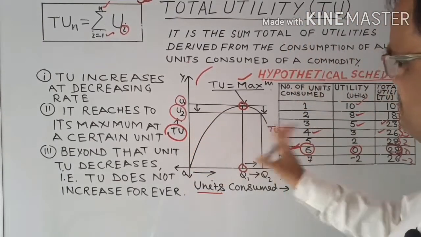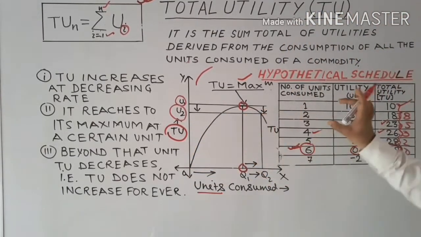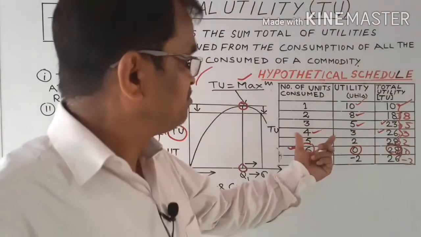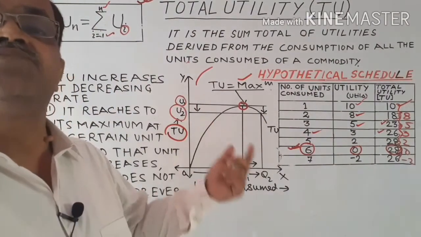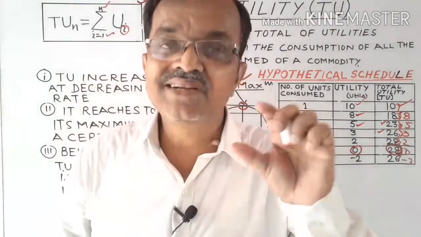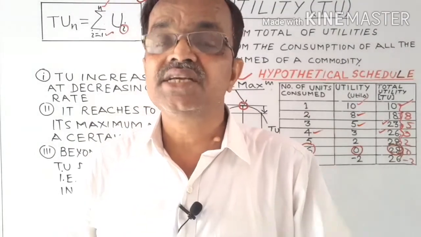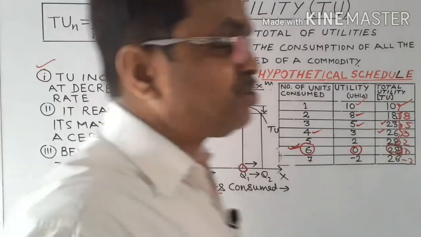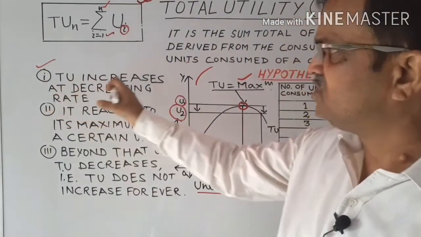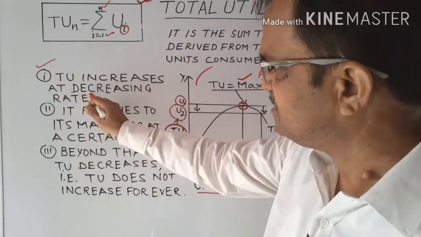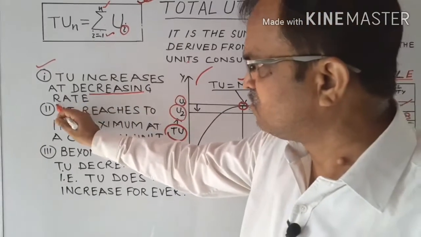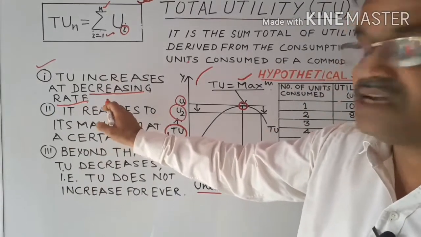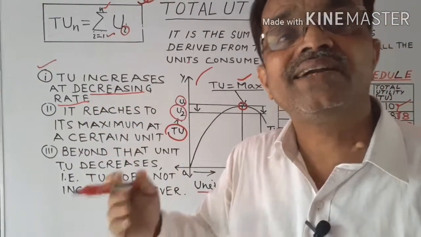This is all about the behavior. This is the schedule, this is the figure. Both are our numerical example, and this is the figure with the help of which we can observe or simply write down the behavior of total utility during consumption of any commodity. The first behavior I have written on the board. First one, total utility increases at a decreasing rate as more and more units are consumed. As we go on consuming more and more, it goes on increasing, but at a decreasing rate.